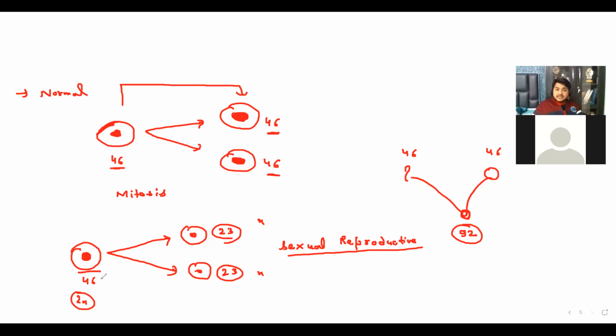See, this is my body part, my reproductive part. You can say like the testis cell, which is producing sperm. From 46, the sperms are only getting 23. So it means it is meiosis. This division is known as meiosis. When the chromosome number is reduced to half, it is meiosis.